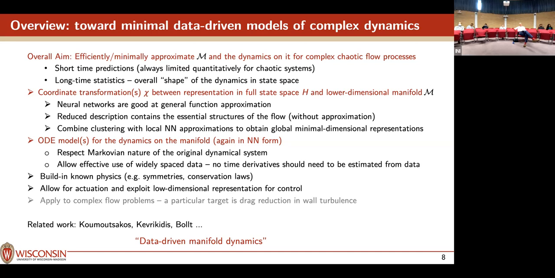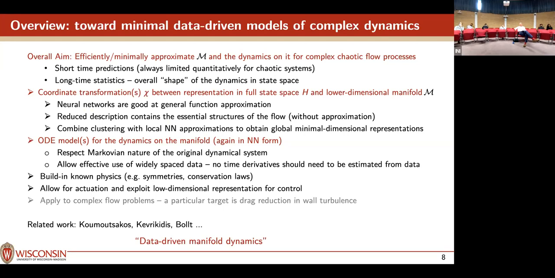So we're gonna look for coordinate transformations. We're gonna use neural networks to do that because neural networks are good at general function representations. I'll talk a little bit later about combining clustering methods with these ideas we've been talking about to patch together overlapping local representations. And I'll give some motivation for why we want to do that. And so ultimately what we're going to end up with is ordinary differential equations or maps. We can do both, but the ODE representation is actually more powerful. So we're going to look for ODE models for the dynamics on the manifold.